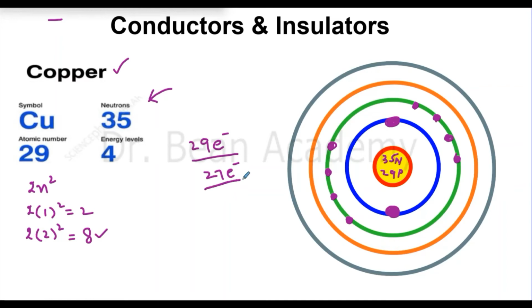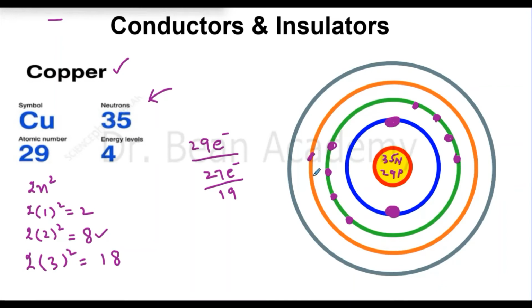So I am left with 19 electrons to distribute in the other orbits, because 10 electrons have been distributed in the first 2 orbits, and I cannot add more than 8 in the second orbit. So for the third one, it's 3 squared times 2, which is 18, and so it means I can add 18 electrons in the third orbit.